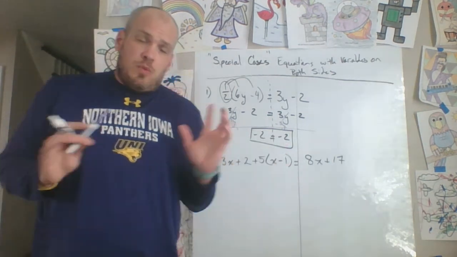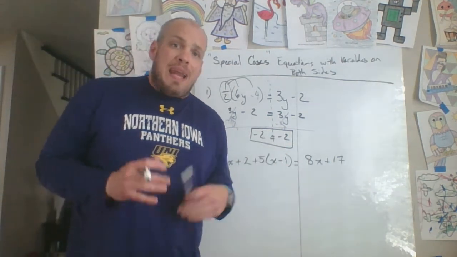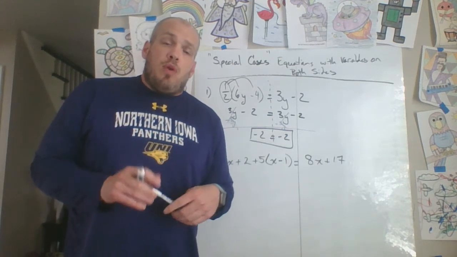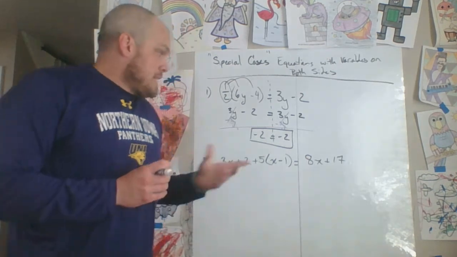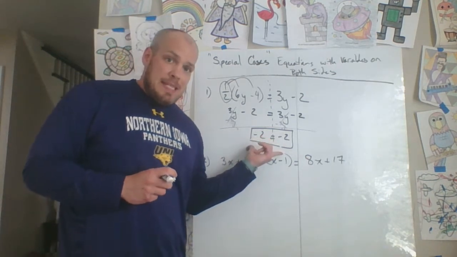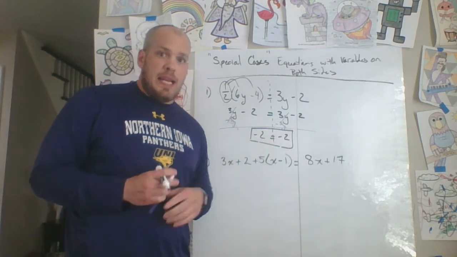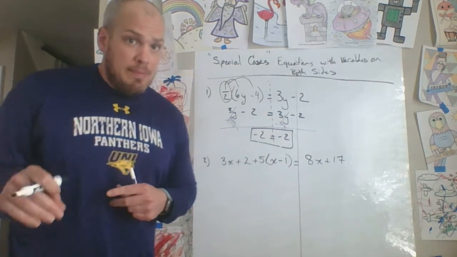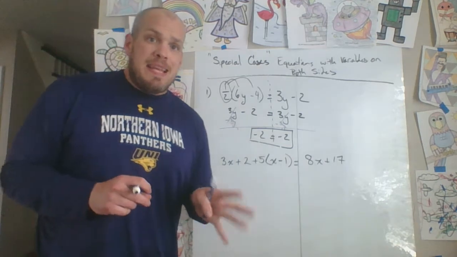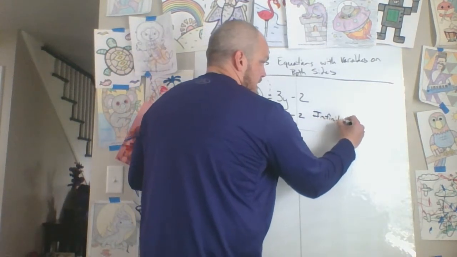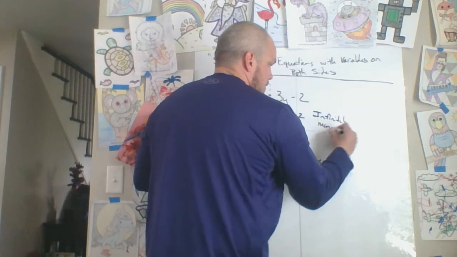We can't do anything else. We're stuck here. Now, what happened? Our variables go away, and we're left with a special case. We need to look at this statement, and this statement tells us our answer because -2 does equal -2. That's a true statement. There are infinitely many solutions. So my answer here is infinitely many solutions.